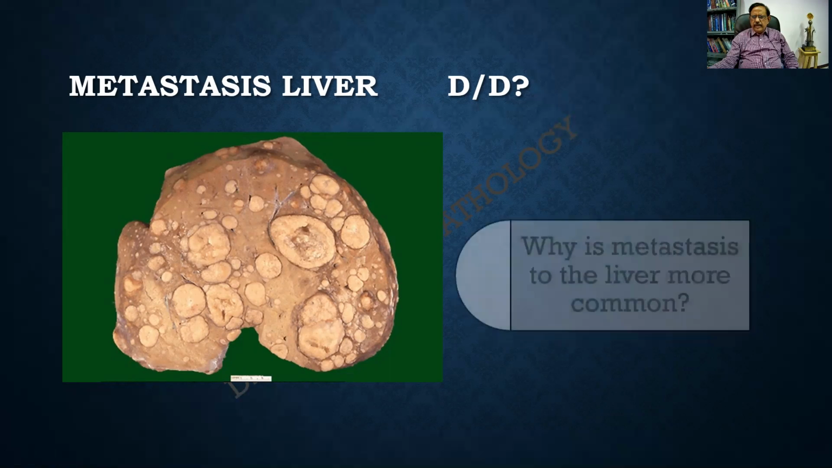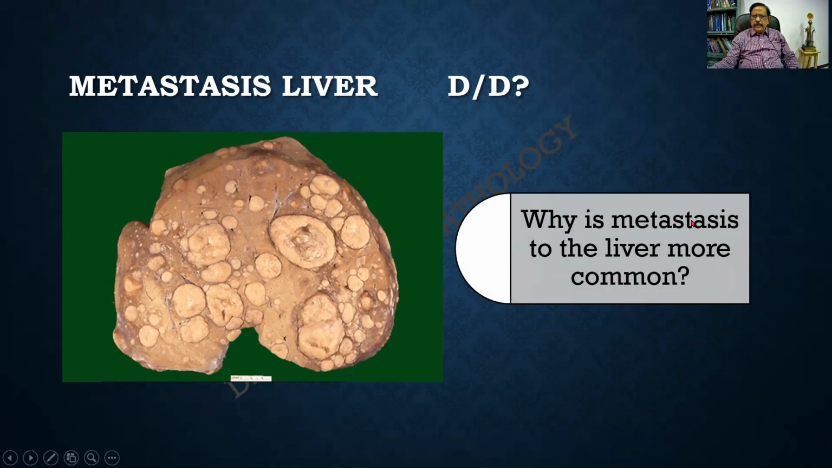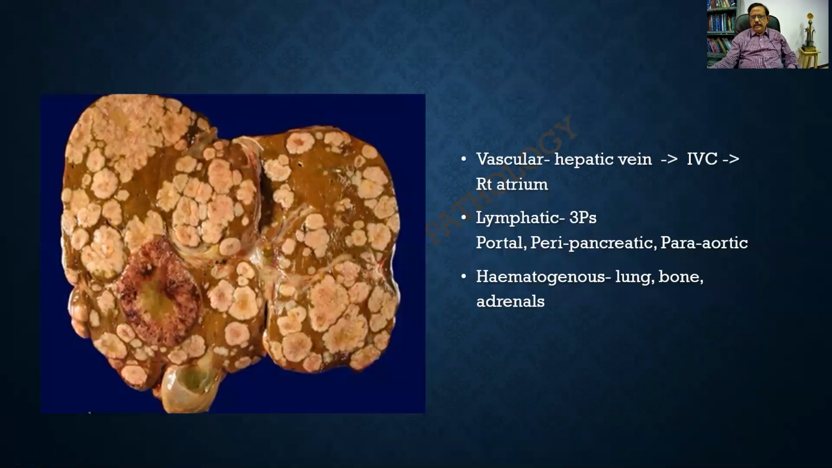And metastasis, one favorite question of my teacher, why is metastasis to the liver more common? That is because it has got a dual vascular supply. So you have got the systemic vasculature as well as the portal circulation. Two circulations are there, and hence both the liver as well as the lung are prone for increased amount of metastasis. And the routes of spread I have already told you. And hematogenous, that can be the lung, bone, and adrenals. These are some of the common sites.